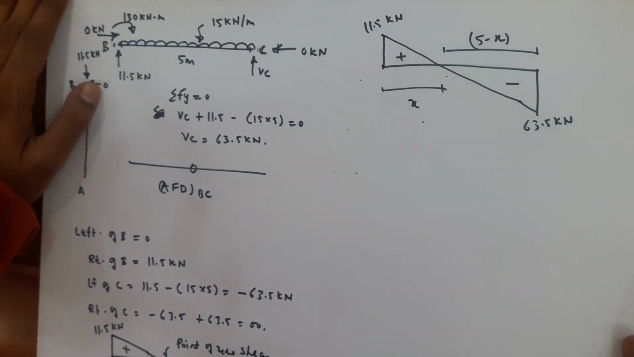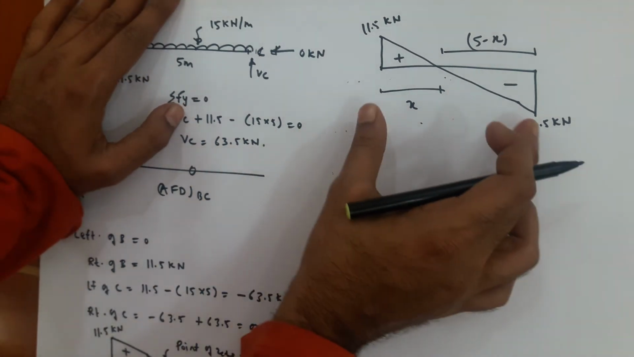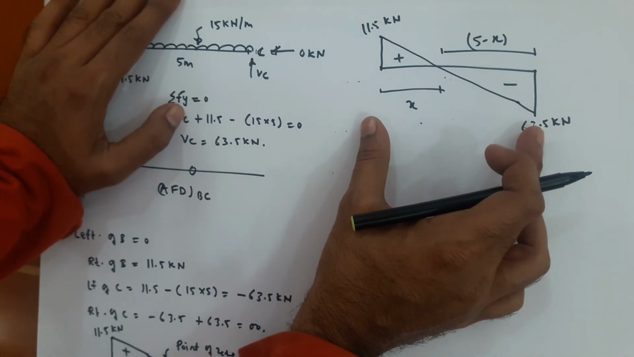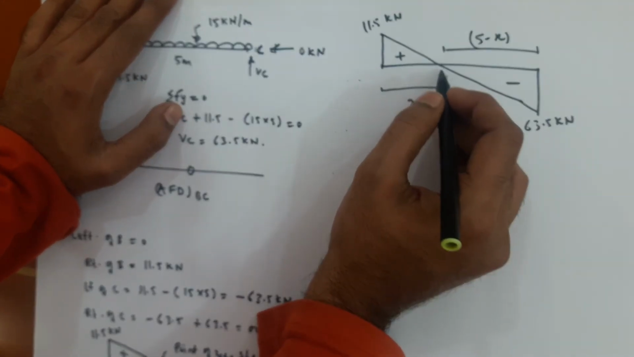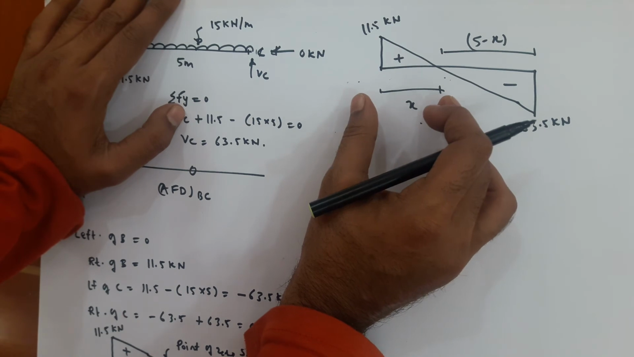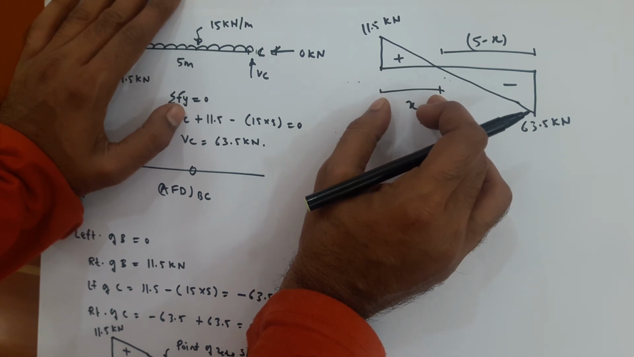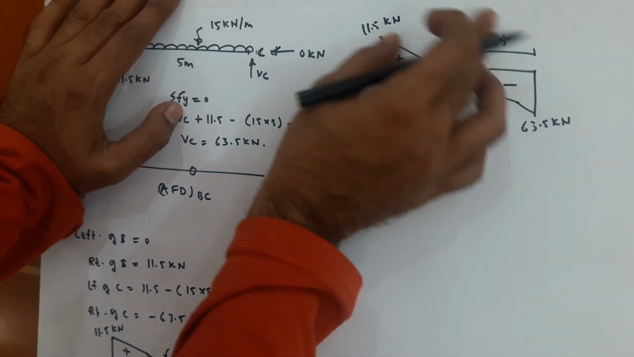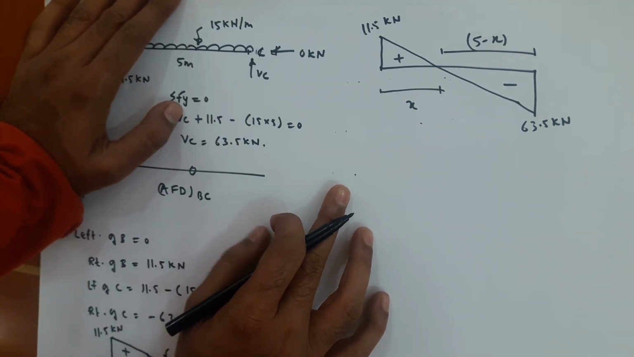Dear students, we need to find this point of zero shear. For that we have to use the concept of similar triangles. This length is 5 meter, the length of member BC. This point is the point of zero shear. We don't know where it is, so as of now we are denoting it as x, and we need to find x.